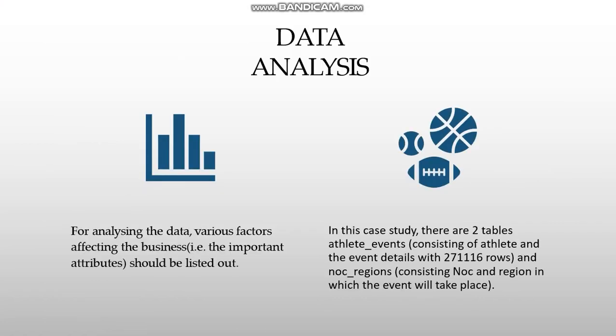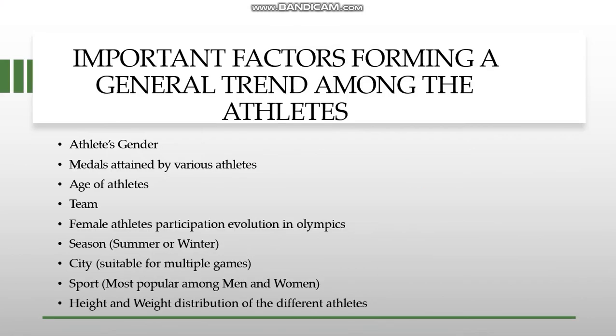So this is the data analysis. For analyzing the data, the various factors affecting the business, that is, important attributes, should be listed out. Basically, attributes here refer to the columns. In this case study, there are two tables: athlete events, which, as I mentioned earlier, includes 271,000 rows, and NOC regions, which consists of NOC and the region in which the event took place. So these are the important factors. It includes gender, medals attained, age, team, and it goes on.